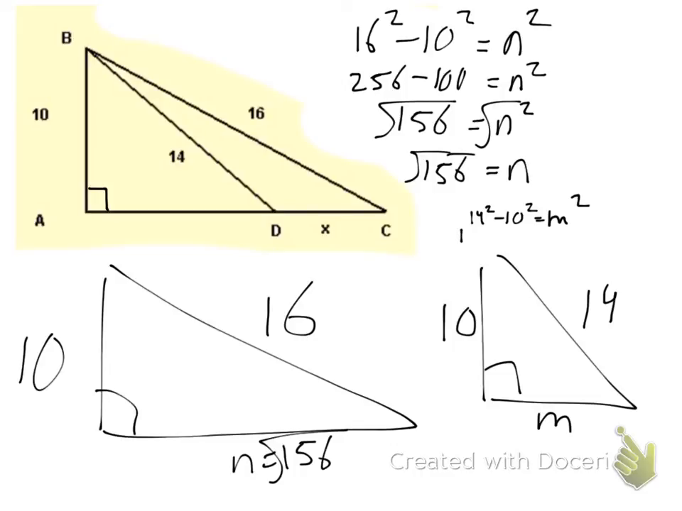So 14 squared is 196 minus 100 equals m squared. Or 96 equals m squared. Or m is equal to the square root of 96. And what should I do with those two values? Not add them. Subtract them.